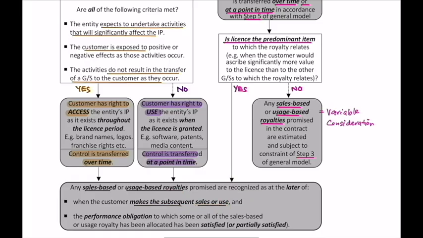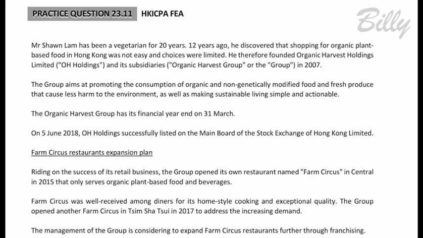Let's look at an example for this. Please refer to page 889. Question 23.11 is the FEA question. This question discusses the accounting for revenue under a licensing arrangement. Study the question, understand the issue. We're going to discuss this question shortly.